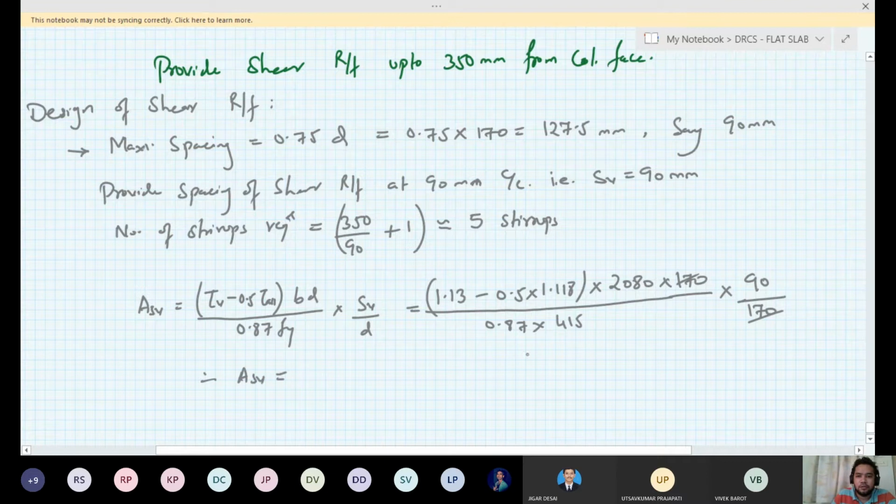So you will get the value of Asv. Therefore Asv is equal to (1.13 minus 0.5 into 1.118) into 2080 divided by (0.87 into 415), times 90, which gives 296.05. So let us say 296 mm square.